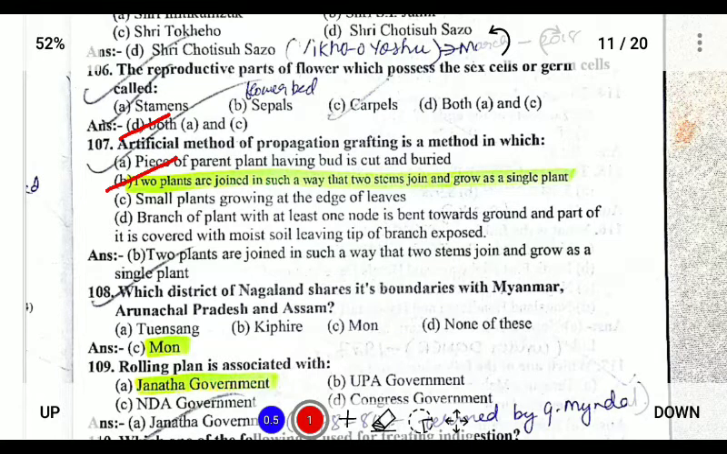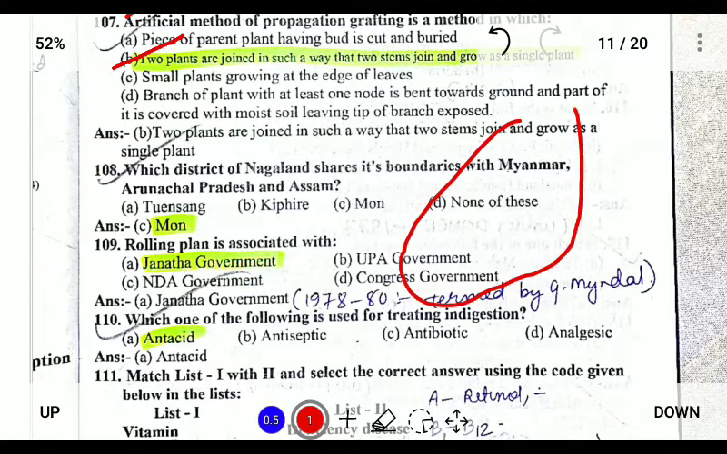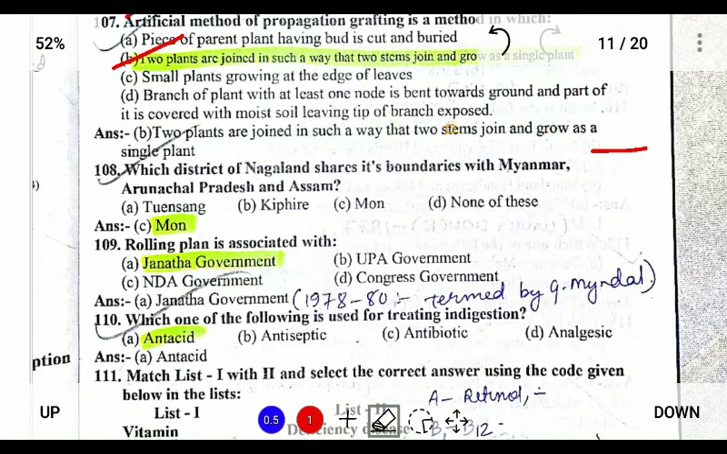Next, which district of Nagaland shares a boundary with Myanmar, Arunachal, and Assam? Mon, which is located in the northern part of Nagaland, shares the boundary with Myanmar, Arunachal, and Assam. So Mon is the correct answer.